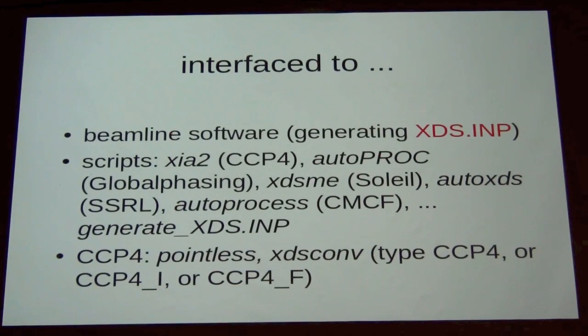So XDS is interfaced to beamline software. A lot of beamline software already generates a suitable XDS.INP. Now, what is that? XDS.INP is written in red letters here, and that indicates it's a file. The program names are in italics, and the file names are in red. I try to be consistent because otherwise it may be quite confusing. Okay, and this is the file that XDS needs to do its job.